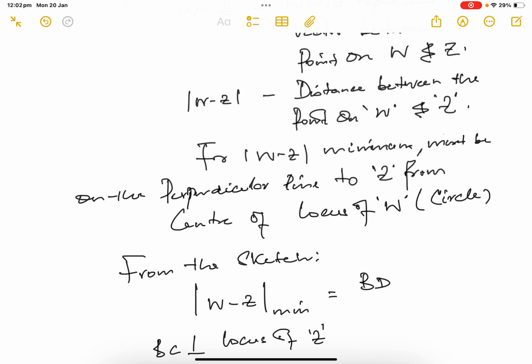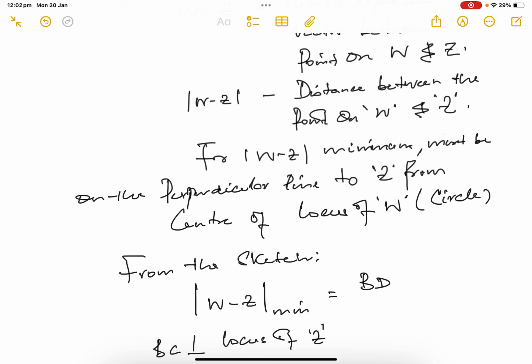Right, for the minimum value of the modulus of w minus z, if you look at it, the locus of z is a straight line, and then we would like to find the nearest point on the circle. That must be a perpendicular line from the center of the circle to that line.